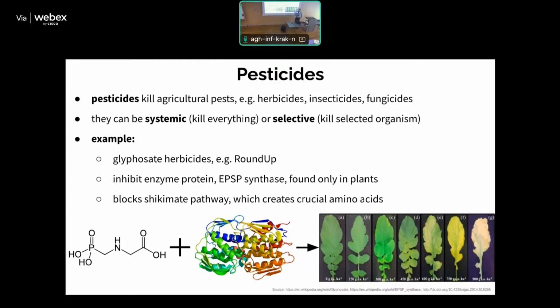So how glyphosate works is that it inhibits the enzyme protein, the EPSP synthase. It's found only in plants. So, for example, it won't bind to anything in humans. And it blocks something called the Shikimate pathway. It's basically a protein making another protein, making another protein, which basically creates crucial amino acids that plants are required to have to build their cells. So once you block this protein, you inhibit it, you block the pathway, plants basically wilt and die because they can't build themselves. Right? So that's what we want to do.